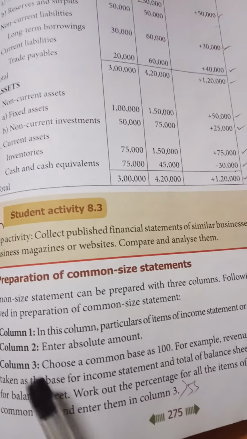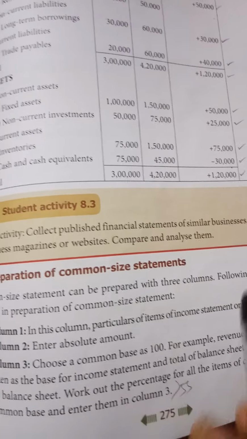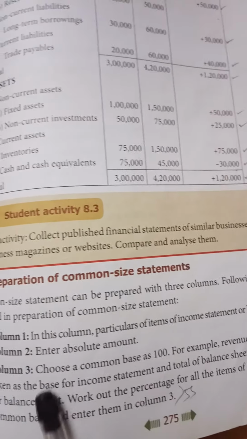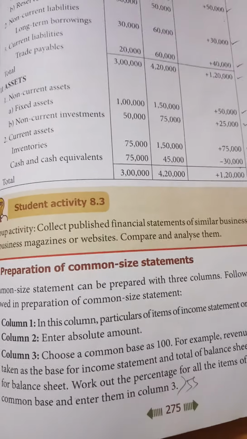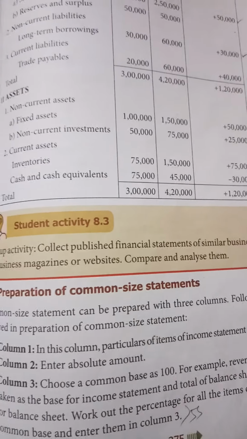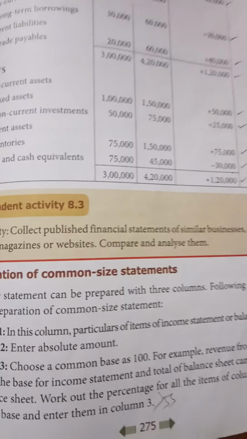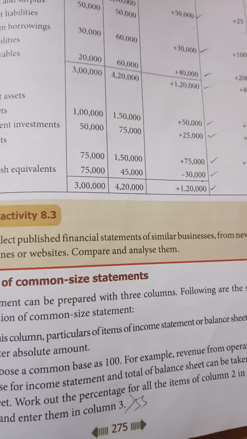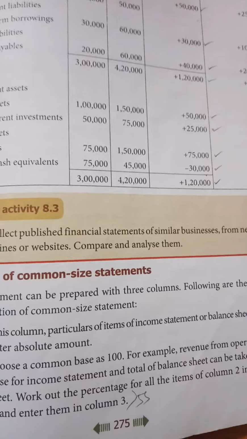Second column will be the absolute amount whatever is given in the sum, and third column is where we have to calculate, that is a common base. The name itself says the common size, right? So there will be a common base or a common account from which we need to calculate the percentages.